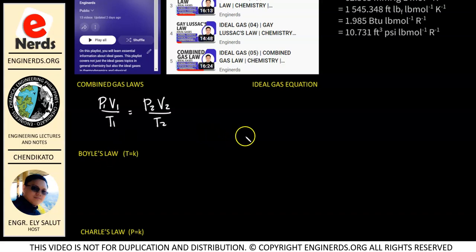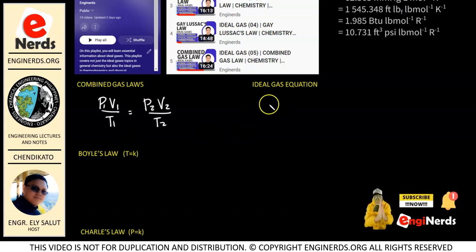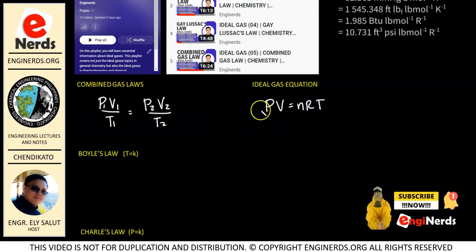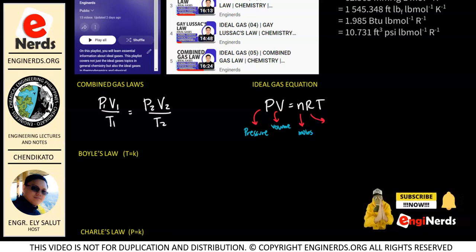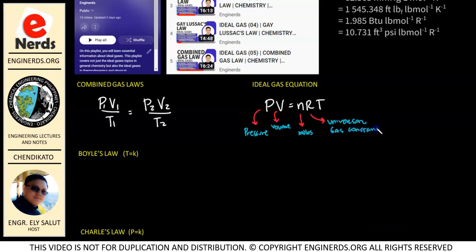when you are dealing with ideal gas in general chemistry. And then another important equation is our ideal gas equation, which is PV is equal to nRT, which we know that P is equal to pressure, V is volume, n is the number of moles, R is our universal gas constant, and T is our temperature.